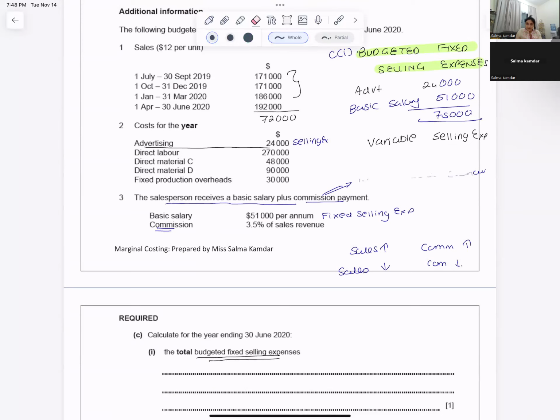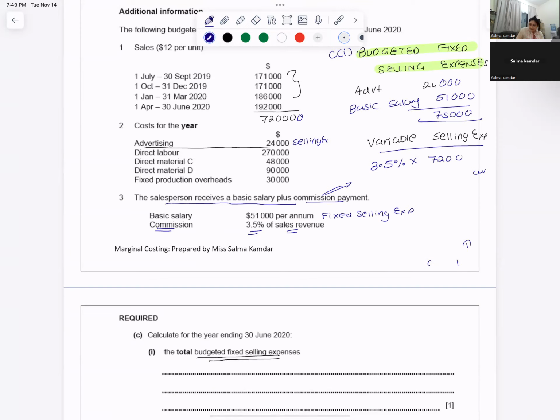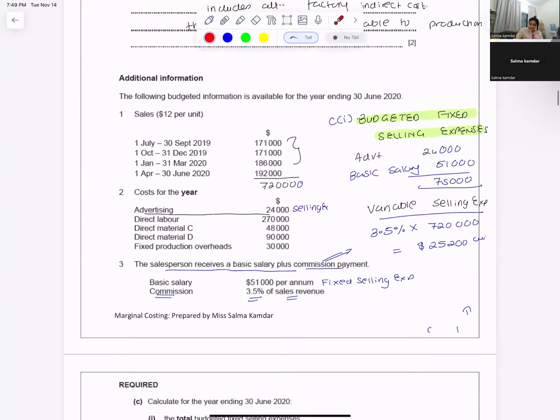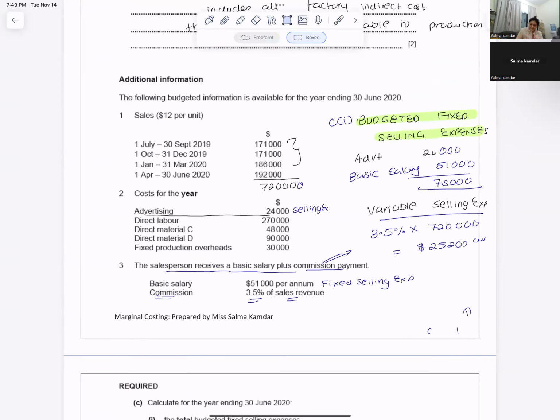This is C1. Now C2, they want the variable selling expense. It is just 3.5% of sales revenue. What is my sales revenue? It is 720,000. So variable selling expense would be $25,200. That is 3.5% of 720,000. Let's move ahead.